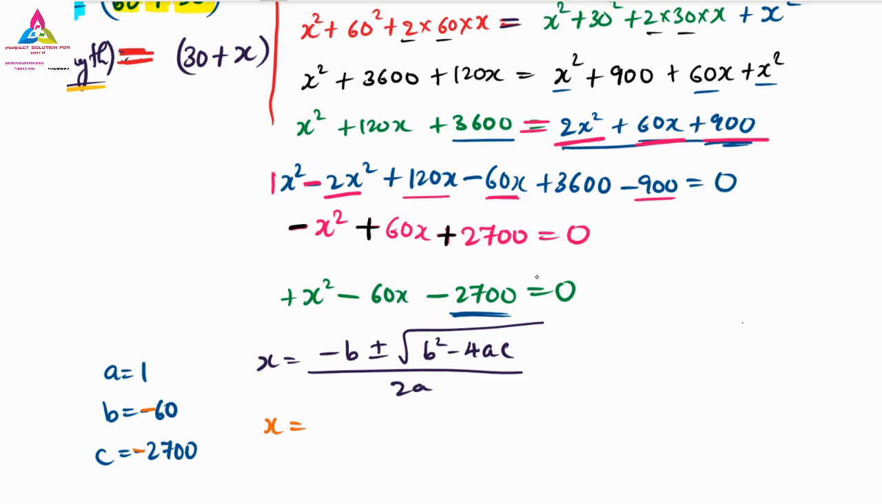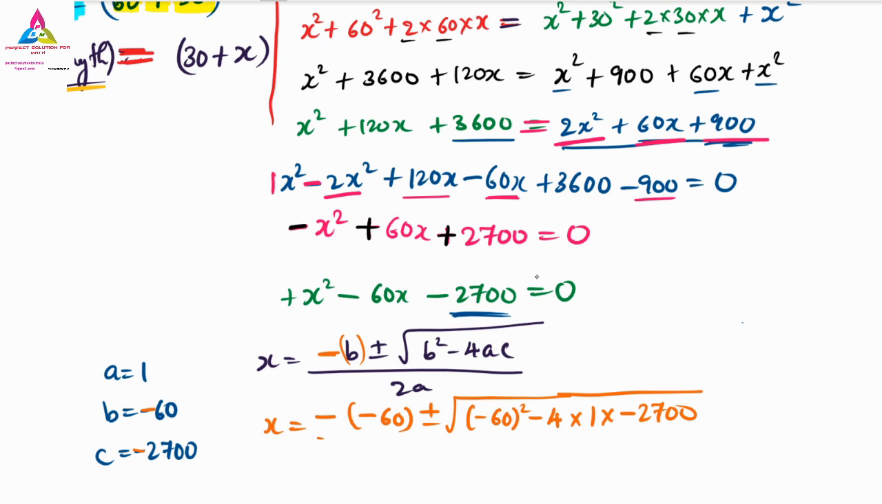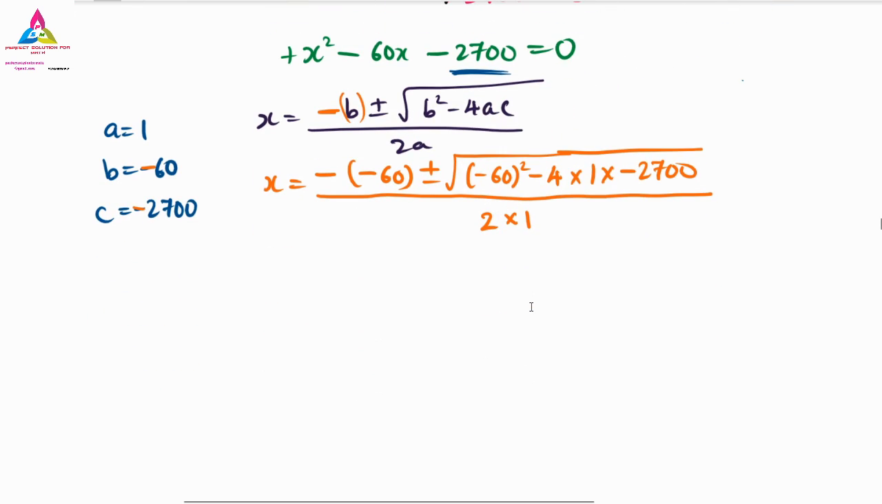The x is equal to minus, keep it as it is. The b value is again minus 60. Remember, we have the minus, we have to keep it as it is. The b value is minus 60, plus or minus root of b square, that is minus 60 the whole square, minus 4 into a value 1 and c value minus 2700, whole divided by 2 into a value 1. Mostly the a value always remains 1, maximum time, not every time, maximum time.